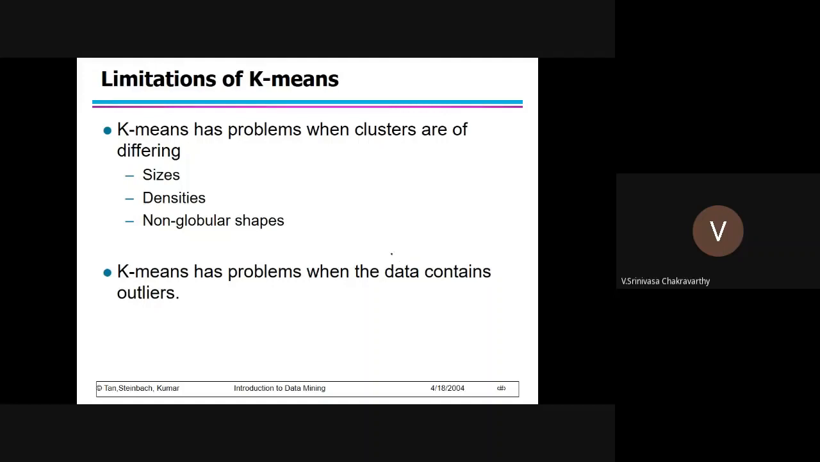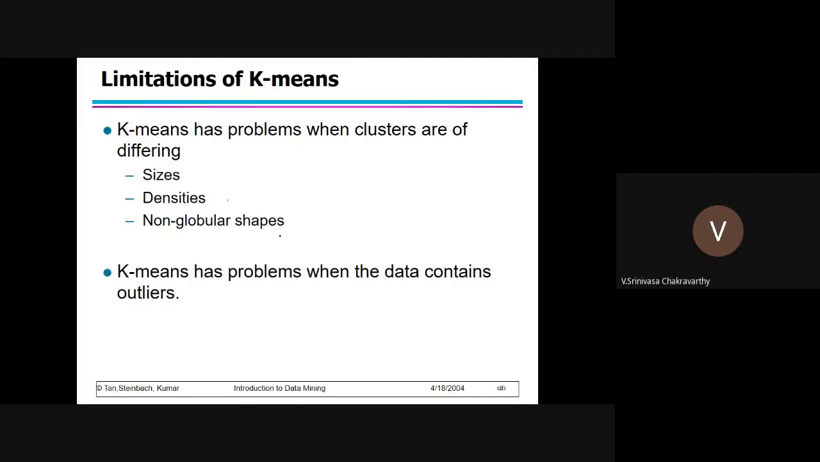So there are several limitations of k-means clustering. It's not a very good clustering algorithm in general, especially if you're looking at large data sets, high dimension data, and with very strange kinds of cluster shapes. For example, k-means will have problems when the clusters differ in relative sizes, relative densities, and if they have non-globular shapes.